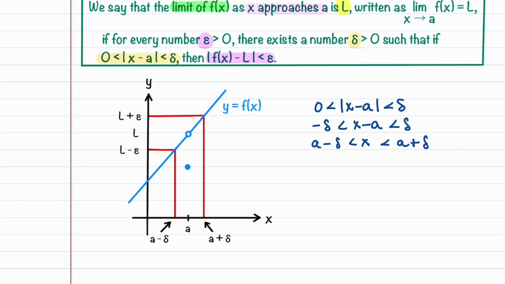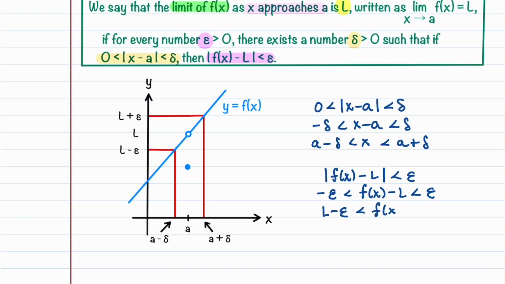Let's hold on to that for a minute, and let's do the same thing for our other inequality. We were given that the absolute value of f of x minus L is less than epsilon. That means minus epsilon is less than f of x minus L is less than epsilon. If we add L to all three pieces, we get L minus epsilon is less than f of x is less than L plus epsilon. These inequalities tell us that f of x is in this interval here when x is in this interval here.